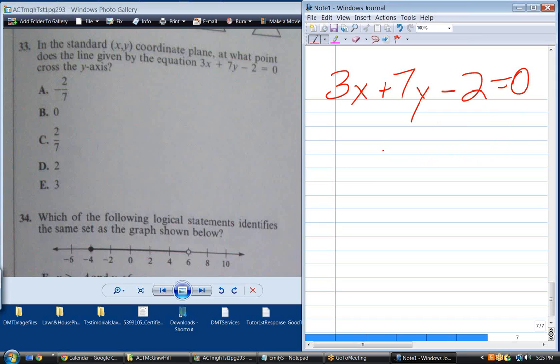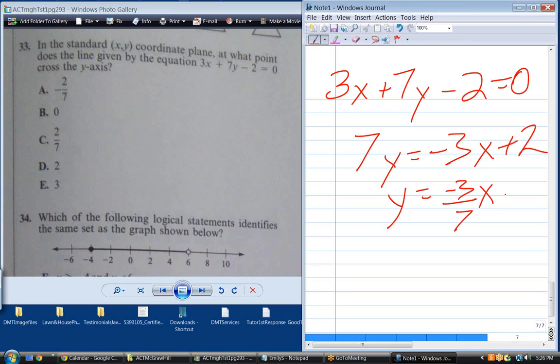Put that in y equals mx plus b. What's the next line? What do I have? I got 7y equals negative 3x plus 2. And then we divide the entire thing by 7 on both sides. So what's the y-intercept going to be? y equals negative 3/7 x plus 2 divided by 7. So it would be C.